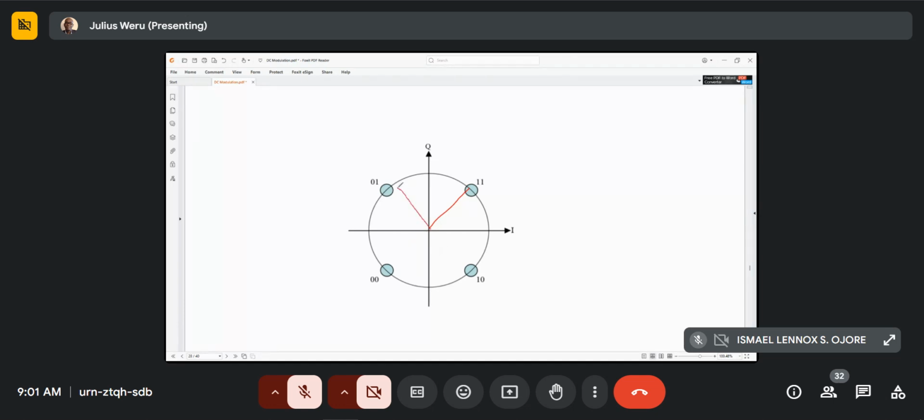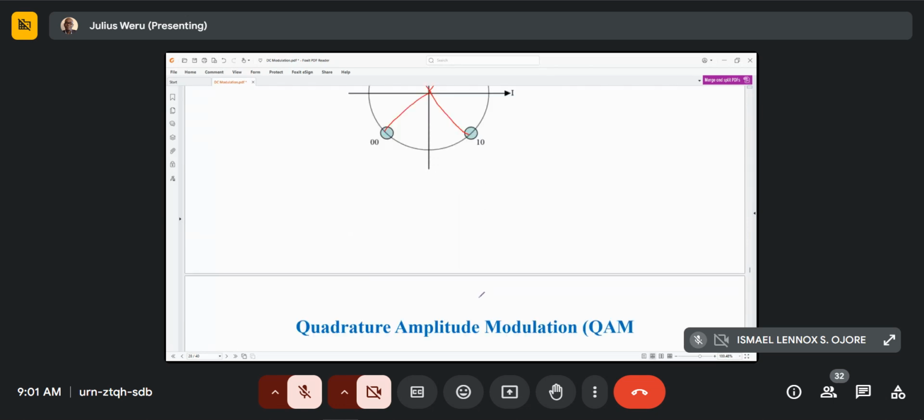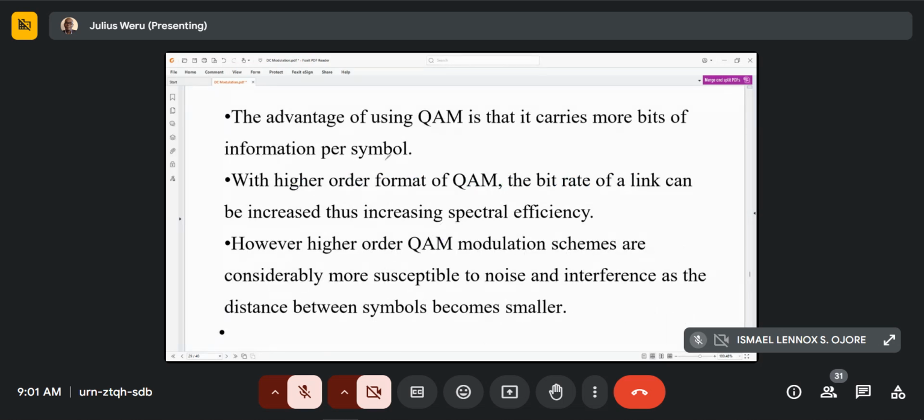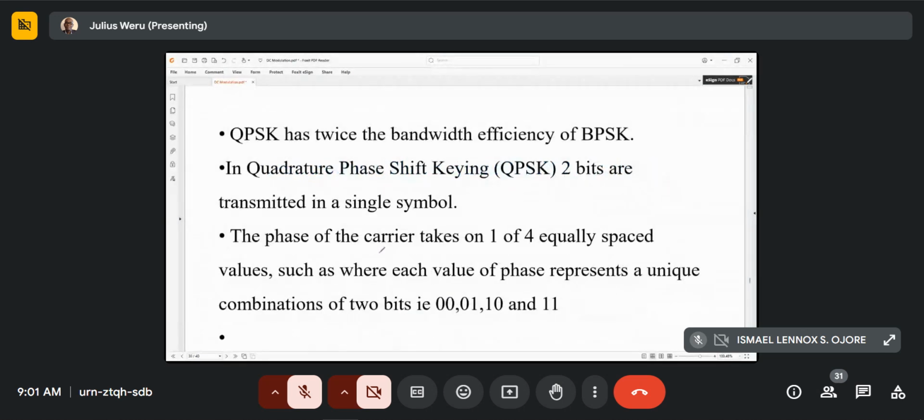They have the same amplitude. So basically, you can say it's just PSK, although generated using the QAM method. I think the advantage of using QAM is that it carries more bits per information symbol, and of course that increases spectral efficiency. We know, of course, they are susceptible to noise. This I think I talked about already. I think this one we are okay.